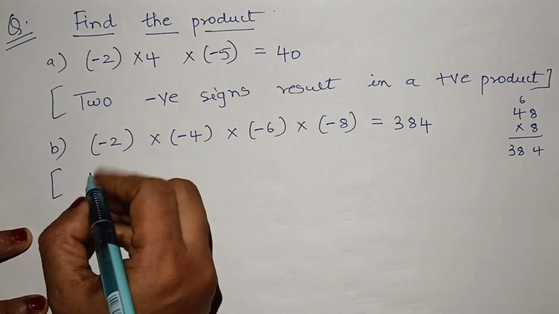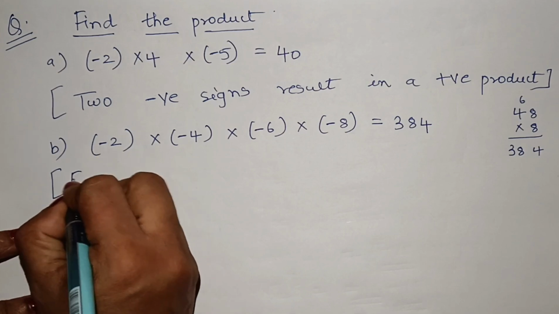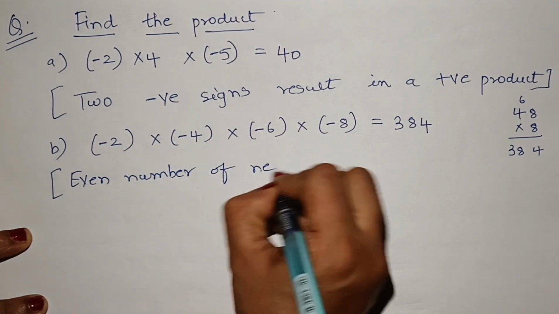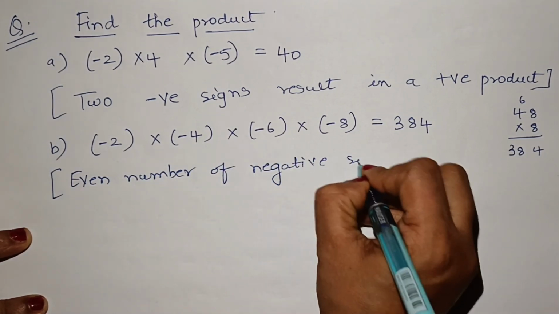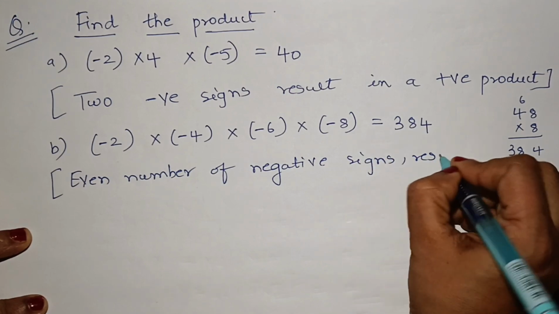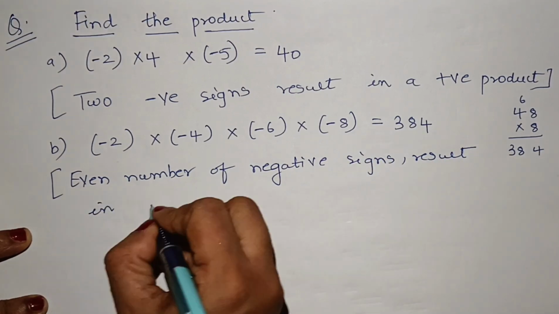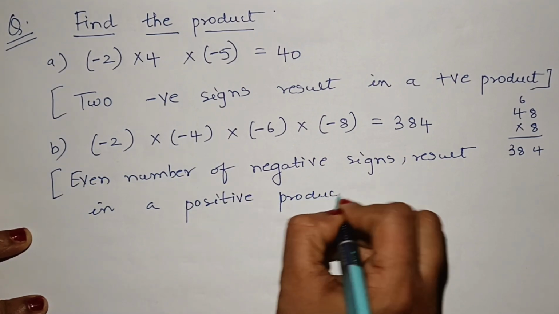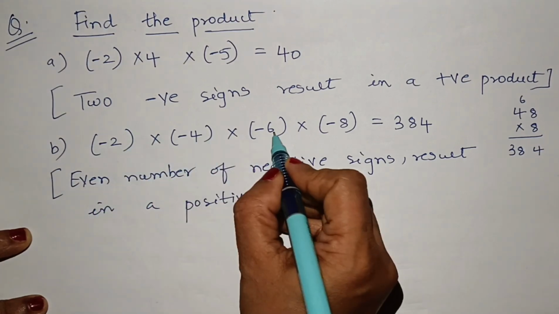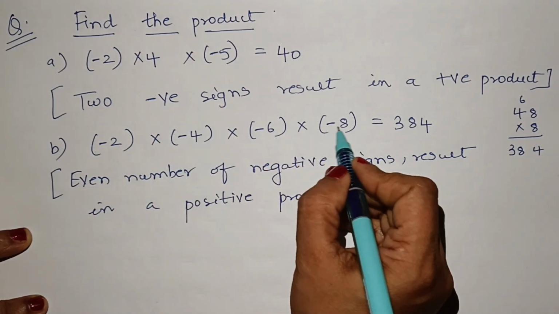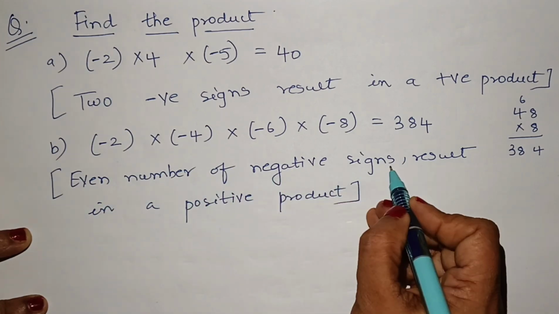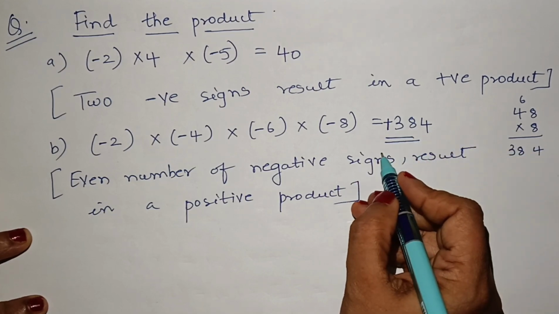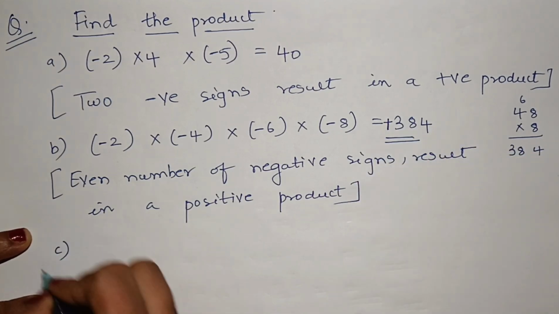So understand this condition and always remember. Even number of negative signs result in a positive product. Very important condition. 1 2 3 4. Is 4 an even number? Yes. So even number of negative signs result in a positive product. So your answer is what? Plus 384. Now let's see the next sum.